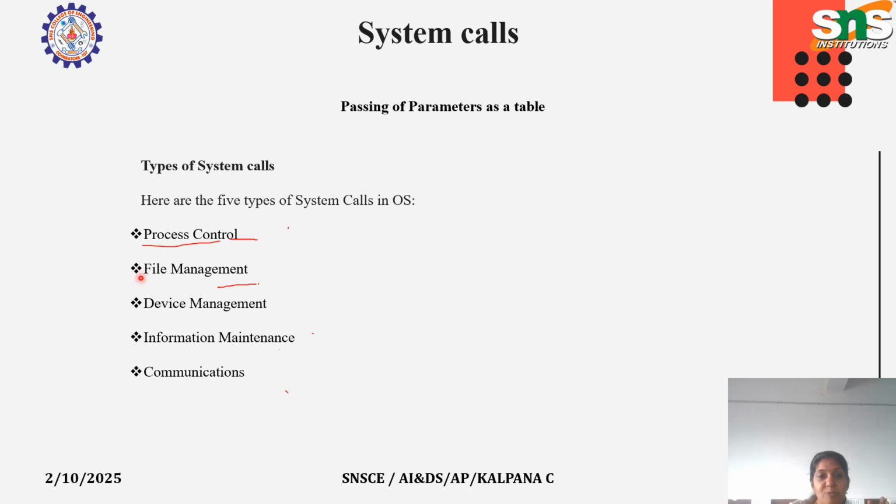The next is file management. As I told you just before, we have seen copying the content from a source file to a destination file. Likewise, we can create a new file, delete a file, read a file, and write into a file. These things can be done with the help of file management system calls. Device management, information maintenance and communication are also handled.